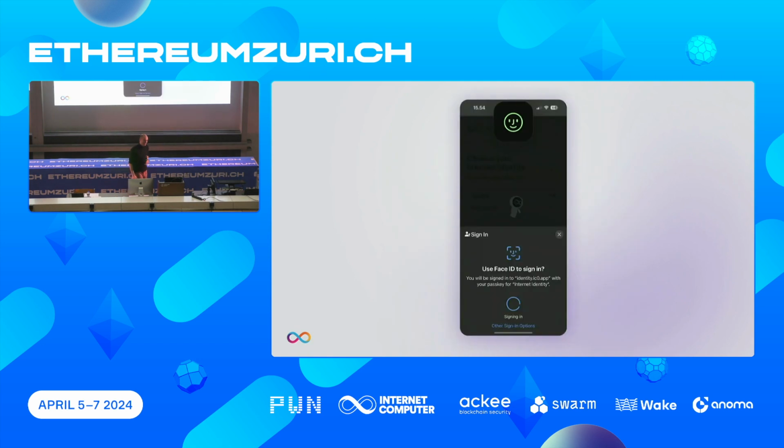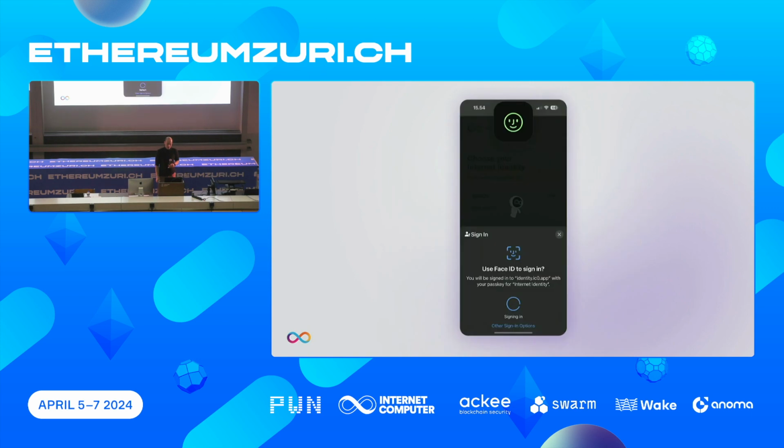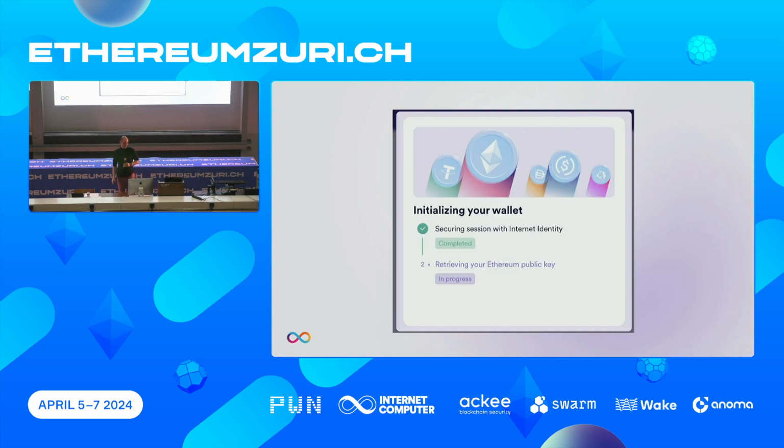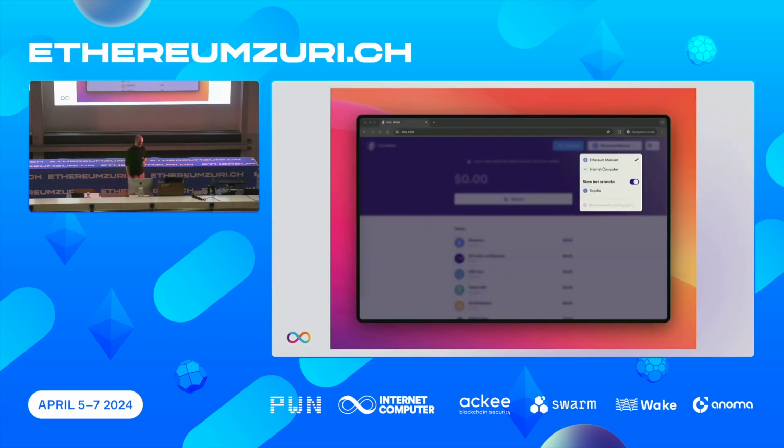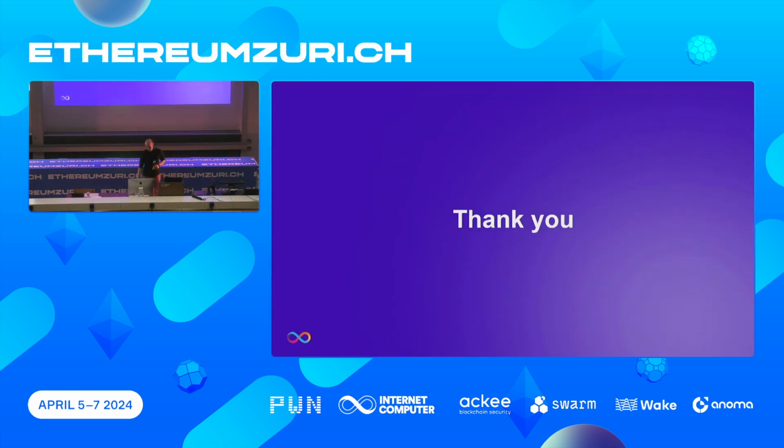You go to oisy.com, you see the landing page. If you're on your mobile, you can log into Oisy with just Face ID. The wallet is initialized, and then that's how it looks. So you can see here that you can select between Internet Computer and Ethereum mainnet, and your assets are there, and any transaction that you do is going to be threshold signed, either with threshold BLS or threshold ECDSA, depending on the network that you're at. I'm not going to go through the account setup and transacting. I want to stop here and maybe leave some time for questions.